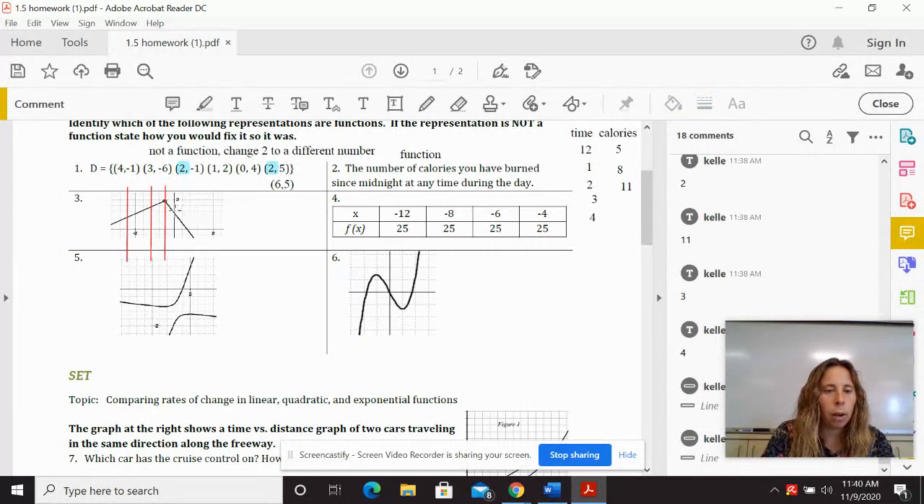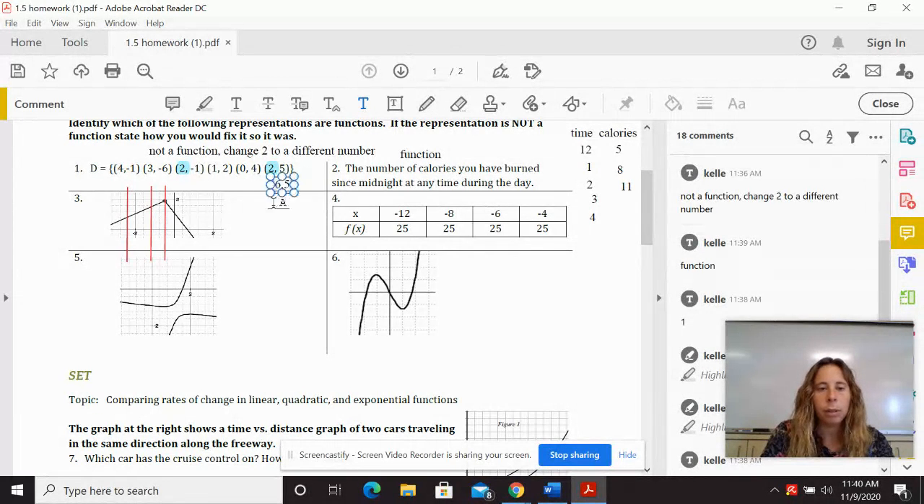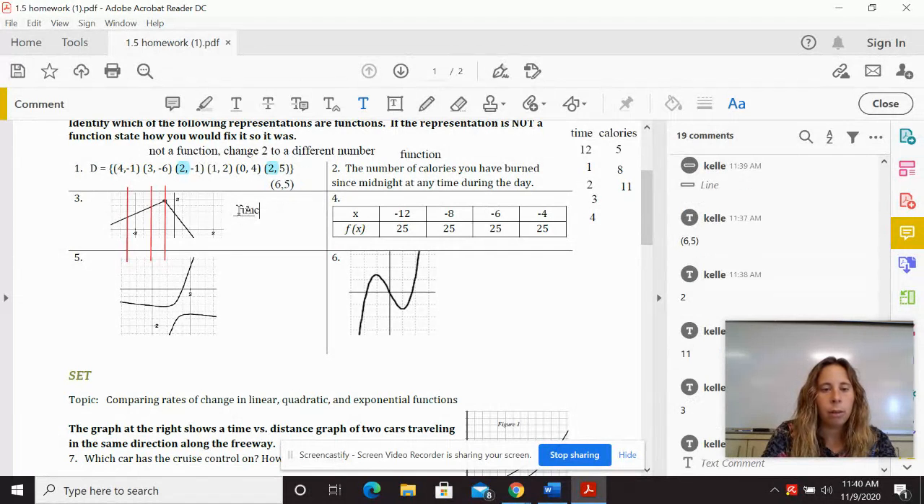There's another one, only intersecting the graph at one point. All right, you could do them, you can go all the way through the graph. So this one is a function, because it passes the vertical line test. So every x value only has one y value.